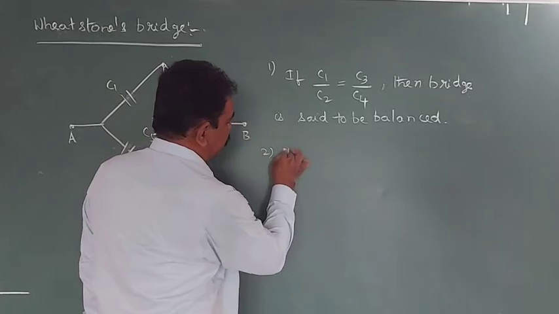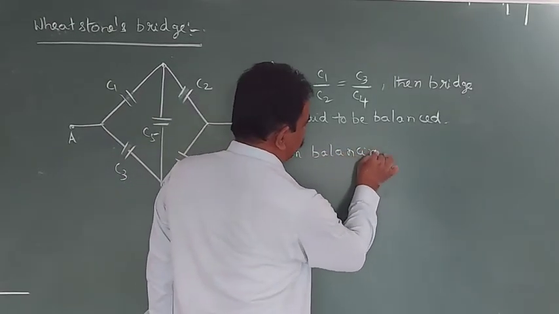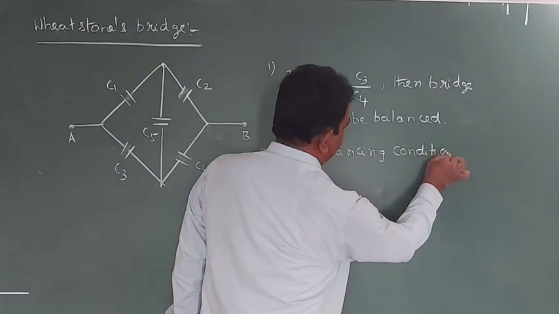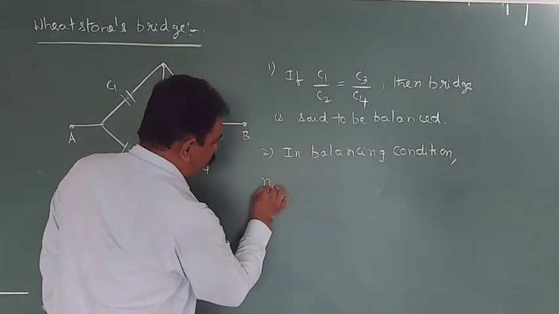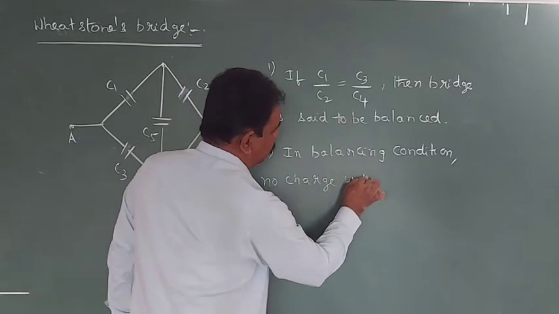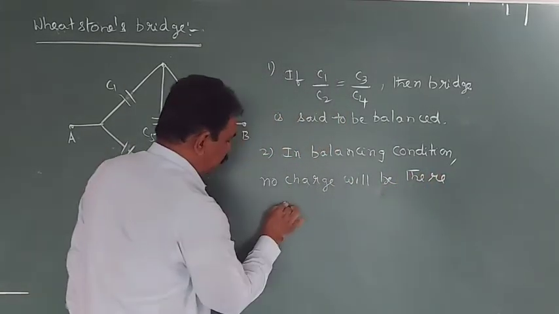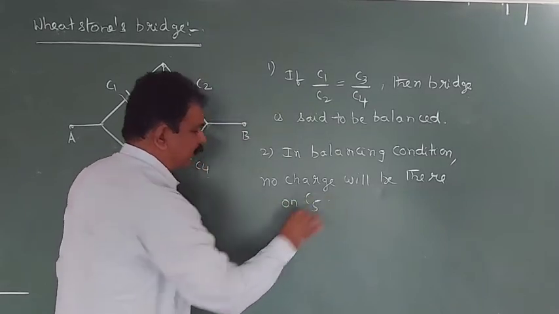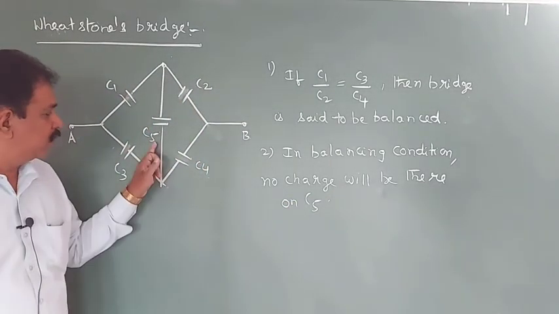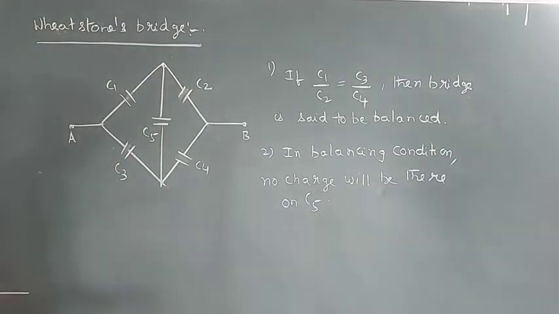Next, in the balancing condition, no charge will be there on C5, which means C5 is ineffective. This capacitor is ineffective. Like that we can take.